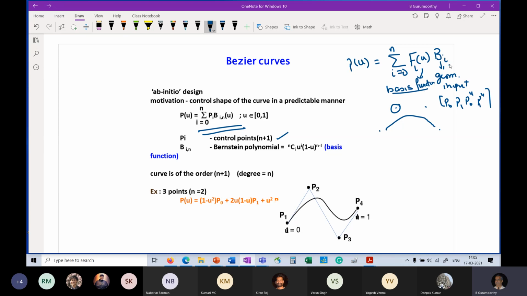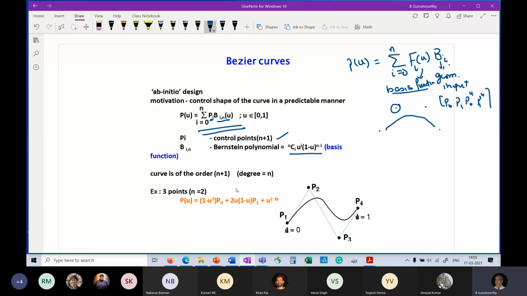Because the input would weigh these basis functions, and the resulting weighted function would be the point on the curve for a given U. The Bezier function also looks the same. I have this geometric input, the Pi from the user, and Bi,n of U are my basis functions now, and they take a standard form, which is these binomial coefficients, also called the Bernstein polynomial.